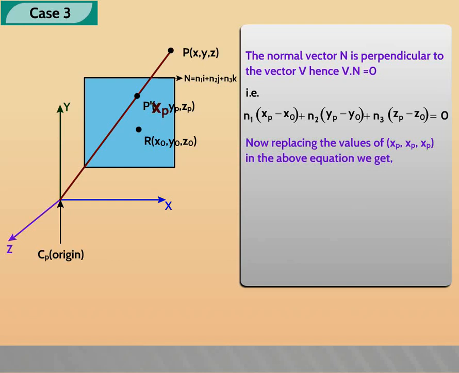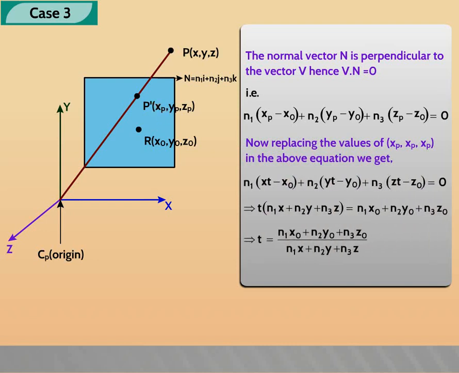Now replacing the values of xp, yp, zp in the above equation, we get n1 into (xt minus x naught) plus n2 into (yt minus y naught) plus n3 into (zt minus z naught) is equal to 0, which implies t into (n1x plus n2y plus n3z) is equal to n1x naught plus n2y naught plus n3z naught, which implies t is equal to (n1x naught plus n2y naught plus n3z naught) by (n1x plus n2y plus n3z).